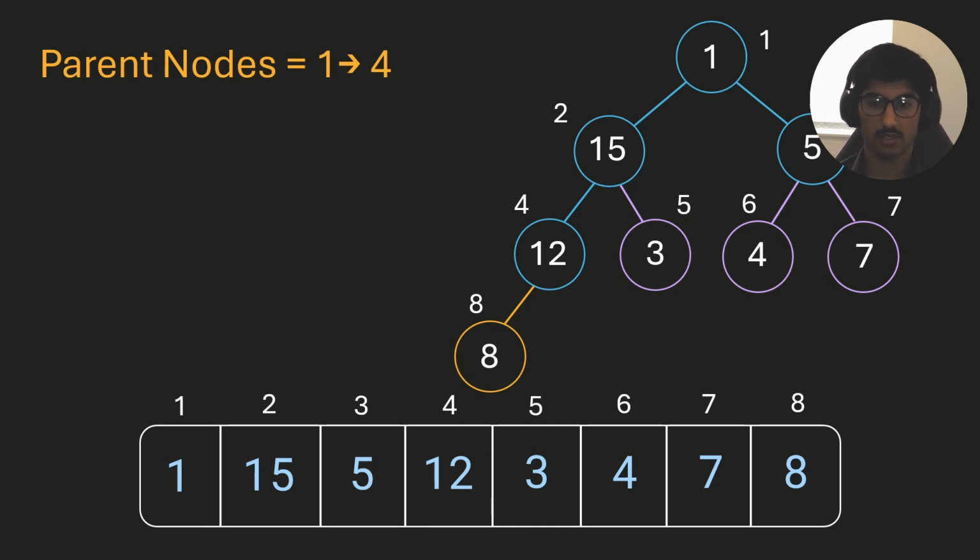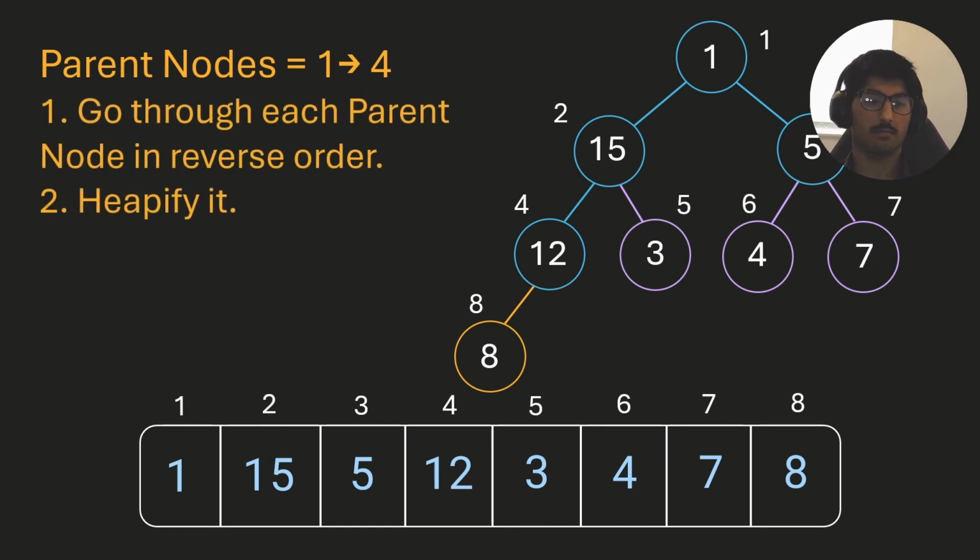They have child nodes. And nodes with indexes 8, 5, 6, and 7 are leaves because they don't have any children. This is important because we need to know which nodes have child nodes, because we're going to have to run the bottom-up algorithm on them. So how does the bottom-up algorithm actually work? Well, we go through each of the parent nodes in reverse order. So you go from 4, 3, 2, and 1, and then we heapify each one recursively.